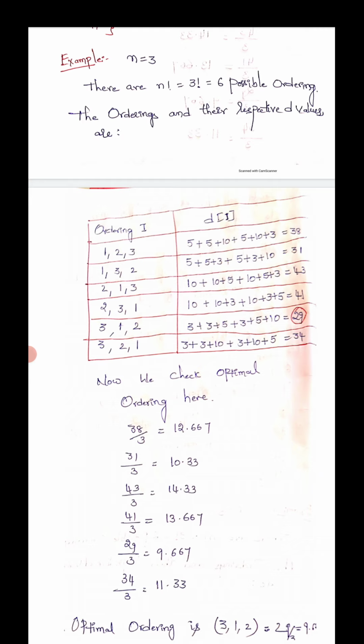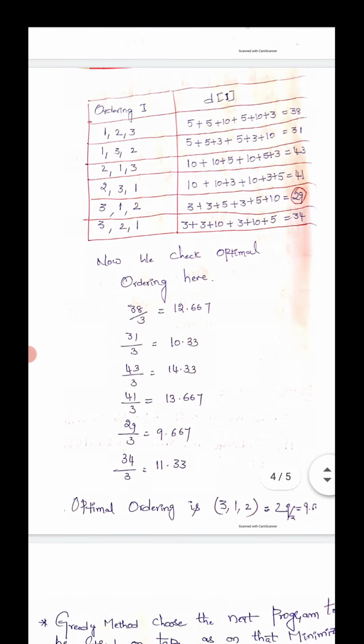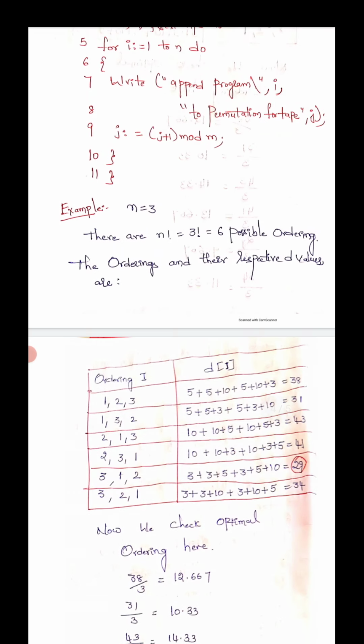Here we want to check the optimal ordering. Now we check the optimal ordering, look at this. 38 divided by 3, that is approximately 12.667. And coming to 31 by 3, how can we write 3? Here we are taking n number of programs, n is equal to 3. That's why we are dividing j plus 1 by m, j plus 1. Here look at this, j plus 1 mod m.